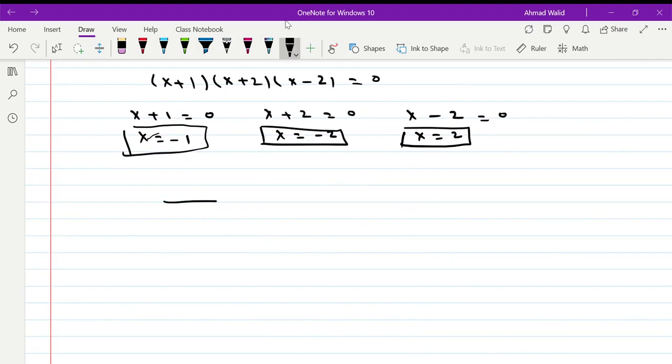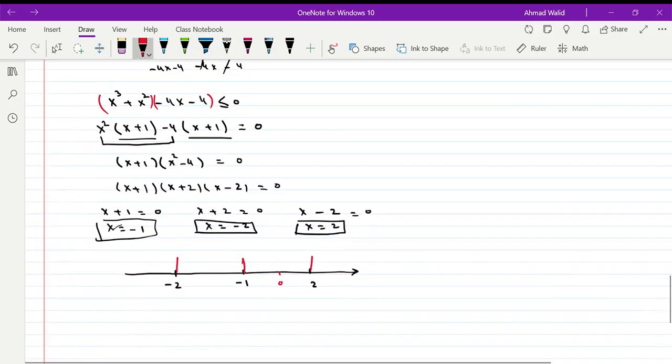Draw a number line. Put the points. Here is 2. Then, of course, here negative 1. Here negative 2. Draw the boundaries, please. Pick up a test point, the easiest one, which is what? 0. Plug in your test point in your original inequality, or the one that you sent everything to one side. Which one you use, it doesn't matter. Correct?